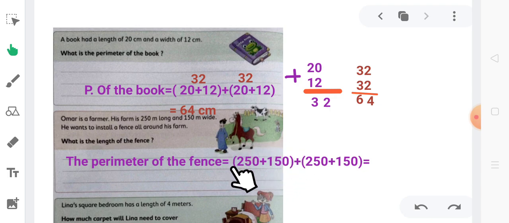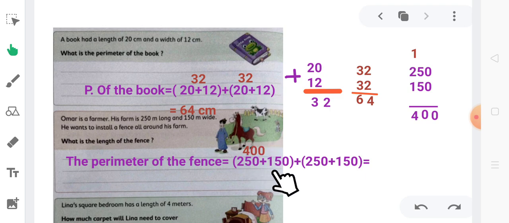To get this, put each two numbers between brackets and get the answer. Make a draft here. I will write the plus sign. 0 plus 0 equals 0. 5 plus 5 equals 10, write 0 and carry 1. 1 plus 2 is 3, plus 1 again equals 4. So 250 plus 150 equals 400. Again, 400 plus 400 equals 800 what? Meters, because the unit is meter.